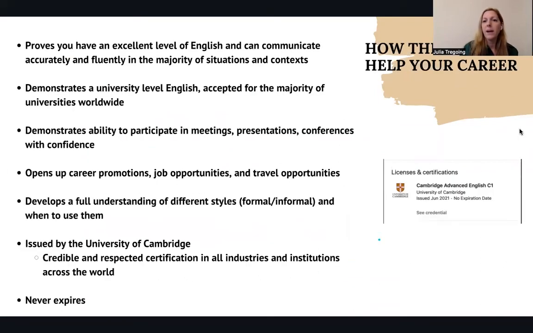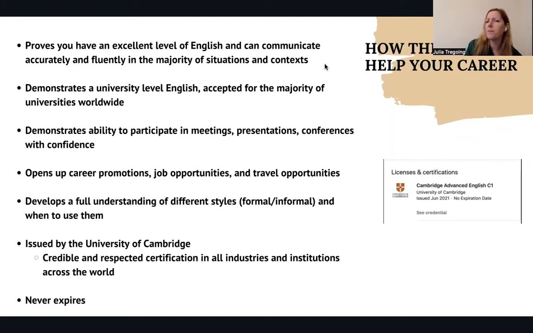All right, a little bit about how the exam can help your career. Again, if you haven't heard much about the exam before, or maybe you know all about it and you know all of this. The Advanced exam proves that you have an excellent level of English, a very high level. It proves that you can communicate accurately and fluently in the majority of situations and contexts. It is accepted in the majority of universities worldwide, 100% of UK universities, for master's programs as well.